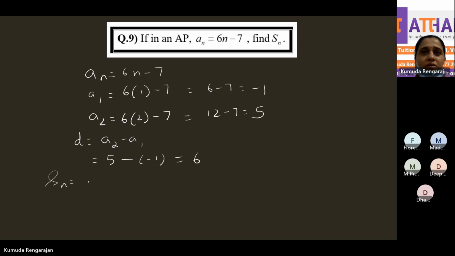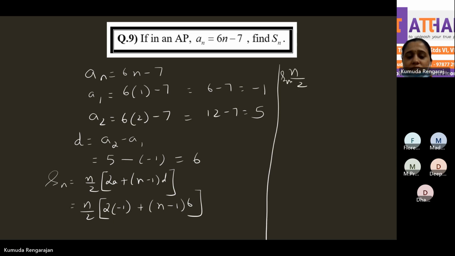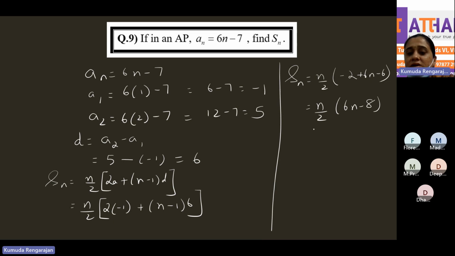S_n is equal to, you can use both the formulae, I'll do it both ways. First, n by 2 of 2a plus n minus 1 into d. This is the formula. So n by 2 of 2 into minus 1, plus n minus 1, n is n only, into d, which is 6. Correct? So S_n is equal to n by 2 of minus 2 plus 6n minus 6. So n by 2 of the bracket 6n minus 8, correct? 2 is common, so 3n minus 4, and the 2 and 2 get cancelled.